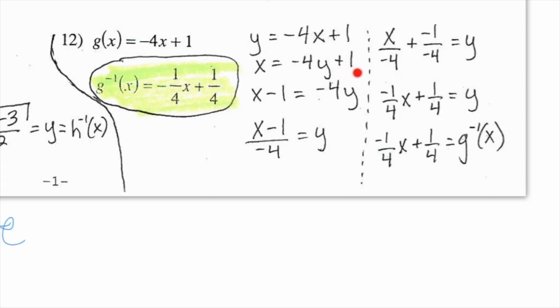Subtract the 1 off of both sides to get rid of the plus 1, and then of course divide by negative 4. You can go ahead and leave it like this if you want to, or if you'd rather put it in slope-intercept form, which is more what we're going to see in our next section as we're graphing. That's probably most helpful. So you want to think of dividing that negative 4 into both terms, the x and the negative 1, which is negative 1/4 x and a positive 1/4, and that is finally g inverse of x.